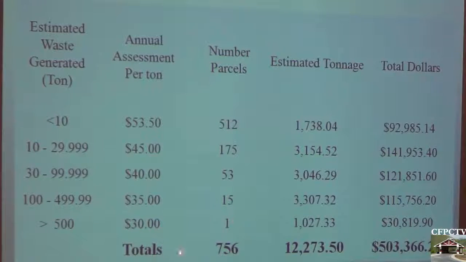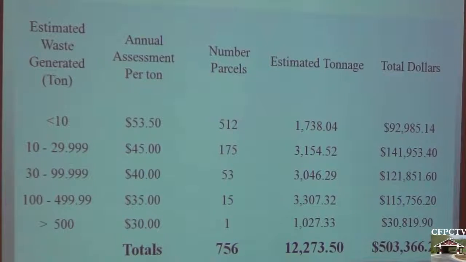There are 756 parcels in the county that are affected by this rate structure. These are the commercial properties. 512 of those parcels have less than 10 tons per year. Tonnage is based upon the container size, frequency of emptying by Rumpke or whoever their hauler is, and a factor of 14 yards per ton. That's how we get to the tonnage rates.